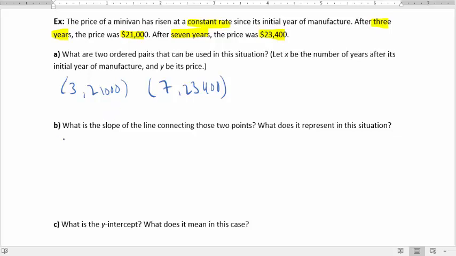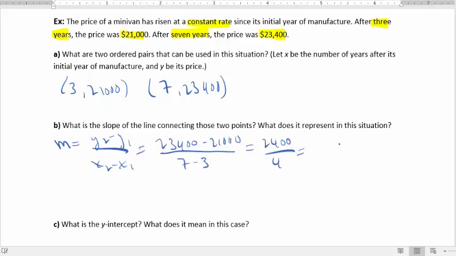Now that we have 2 points, we just treat it like a regular non-application problem, right? How do you find the slope? Just use your slope formula. So we're going to do y2 minus y1 over x2 minus x1, using these 2 points. We get 2,400 over 4, which is 600, but this is now measured in, the numerator had dollars in it, and the denominator had years in it. So this is $600 per year. What that means is the price is increasing by $600 per year.